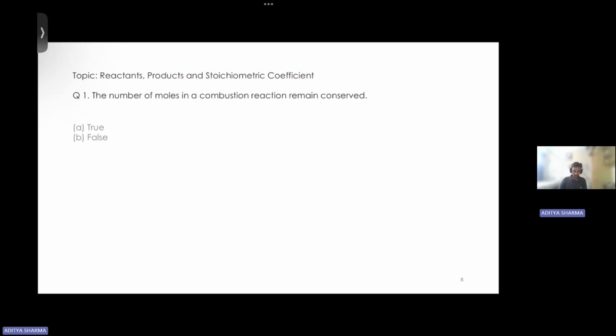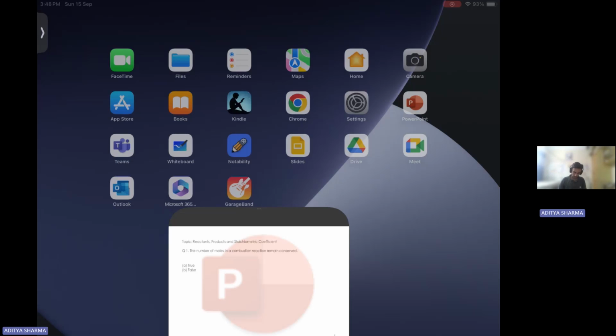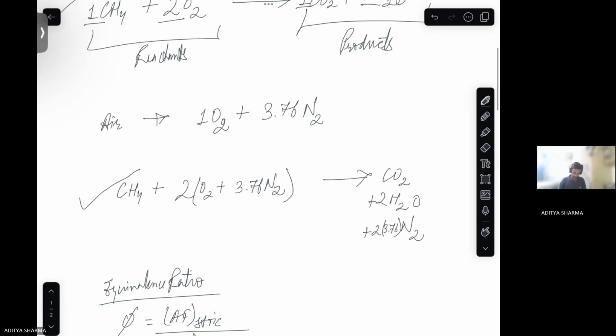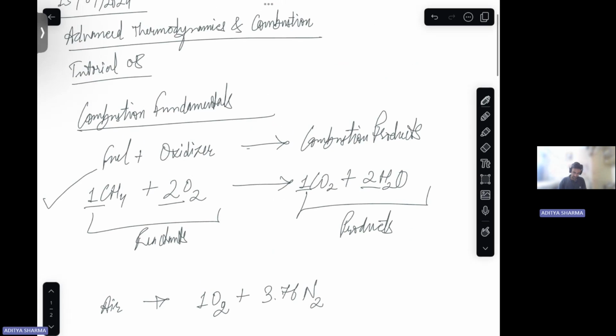So the first question is, number of moles in a combustion reaction remain conserved. So whether this is true or not. You can try to answer this. So the question asks that the number of moles remain conserved. So let's take this example.